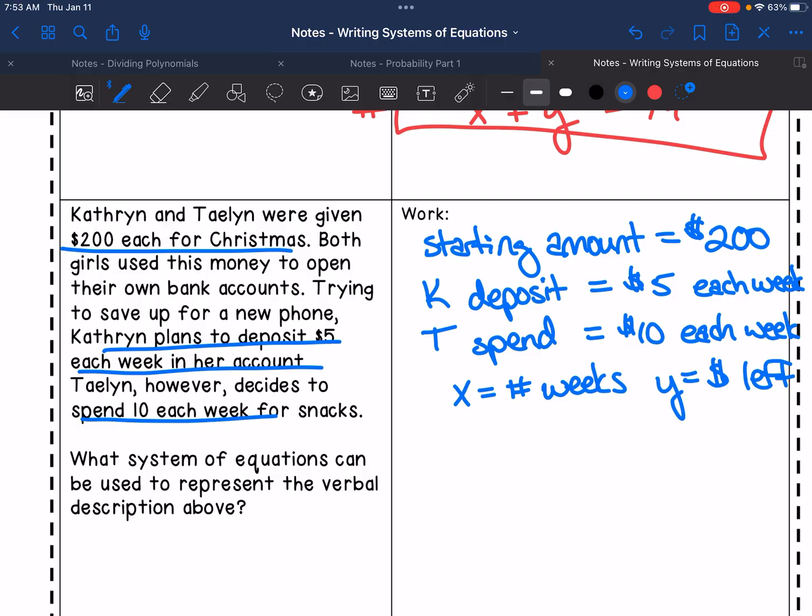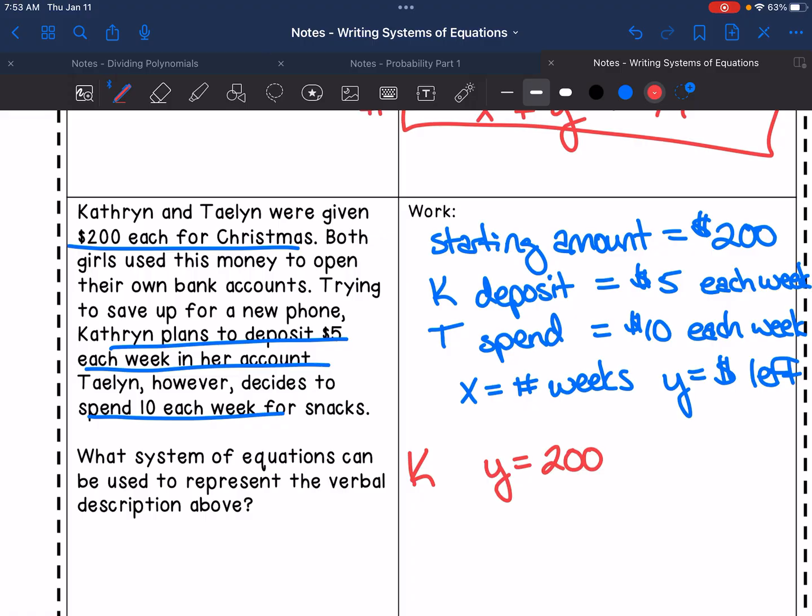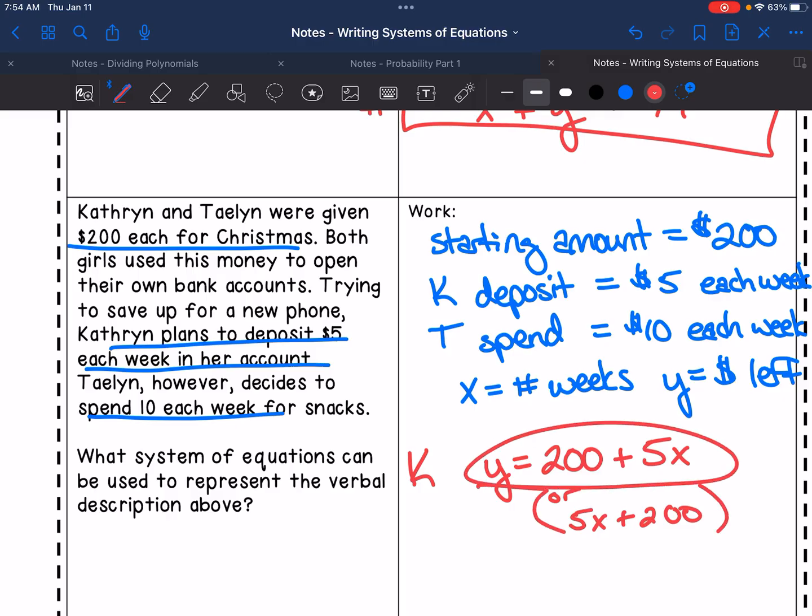All right, in this situation, having two separate people, we're going to base our equations off of each person. So we're going to write an equation for Catherine. For Catherine, the money she has left is going to be equal to how much she started with plus her $5 every week. So we do 5x because it's $5 every week. X is our weeks. So we could write 200 plus 5x, or you could write 5x plus 200. Either way, it's the same thing. Okay, but that's one equation.